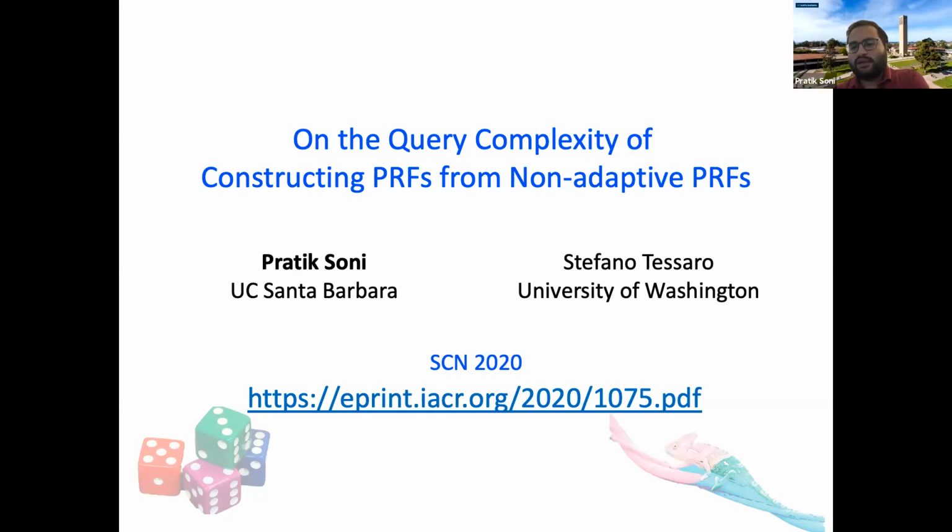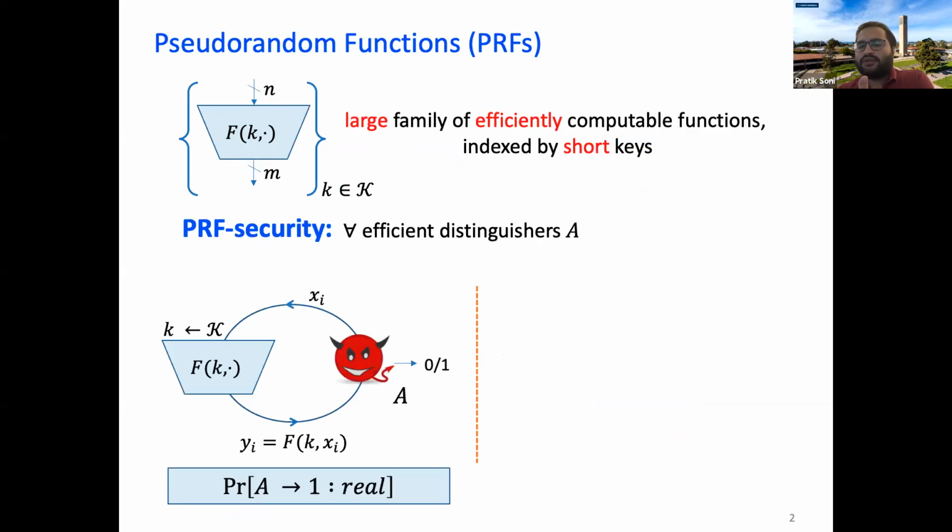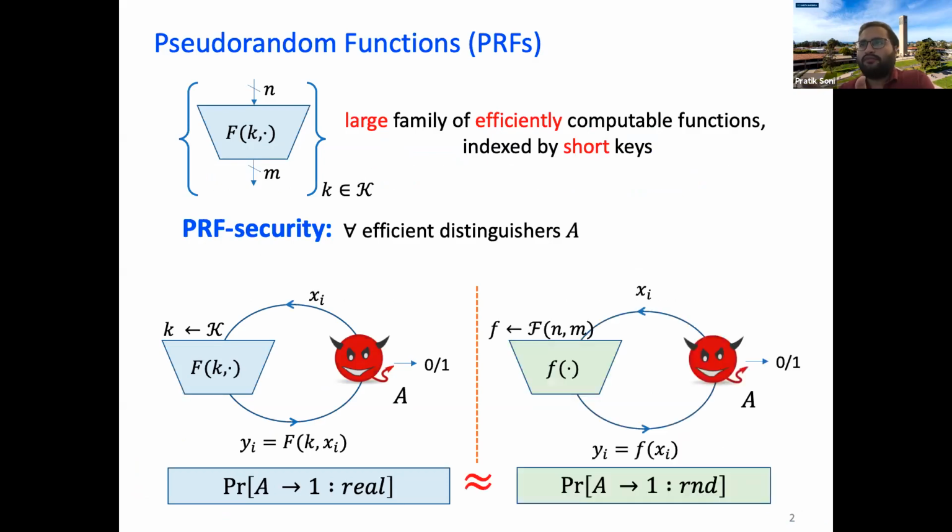Our main result is a lower bound on the efficiency of constructing pseudo-random functions, or PRFs for short, from non-adaptive PRFs. And this is joint work with Stefano. So let's begin by defining PRFs. A function family f is a PRF if no efficient adversary can distinguish whether it is interacting with the function f under a random key, as in the left world, from a truly random function, as on the right. Note here that security is expected even against adversaries that ask all their queries adaptively.